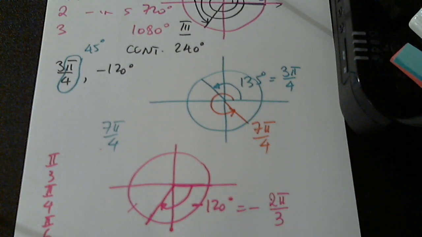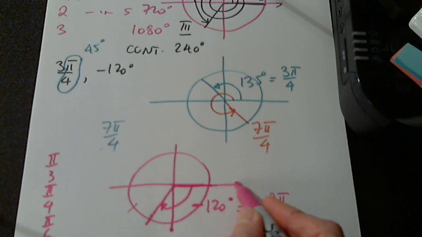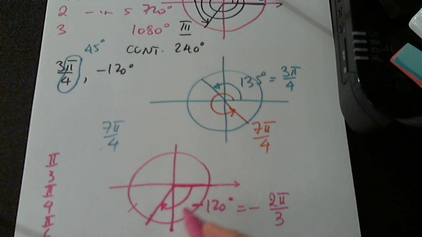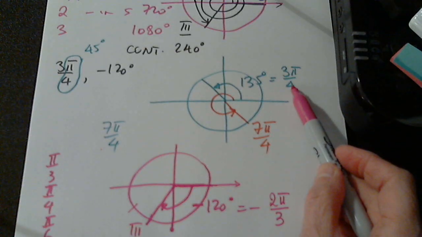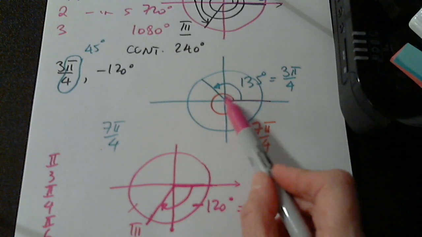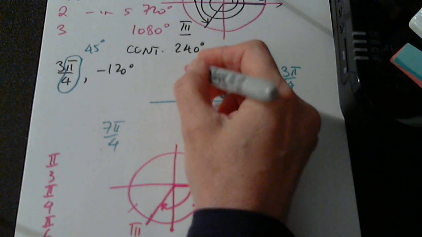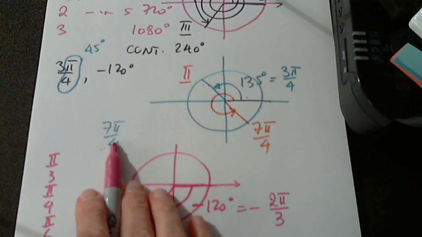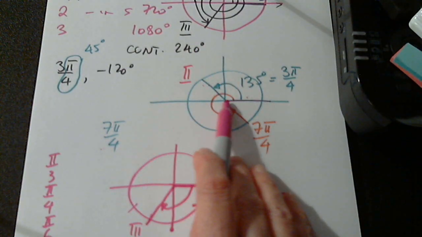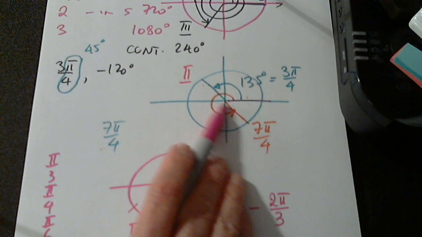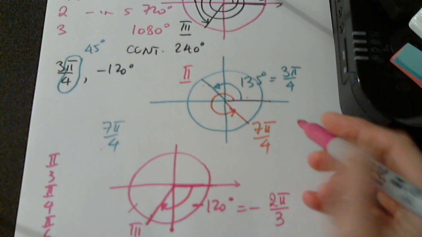Are we okay with picturing angles? As you see, the initial side is on the x-axis, and the terminal side is in the third quadrant, and it's a negative angle. Here, for 3 pi over 4, initial side, of course, it's a positive angle. The terminal side is in the second quadrant. My 7 pi over 4, initial side, terminal side, and it's in the fourth quadrant.